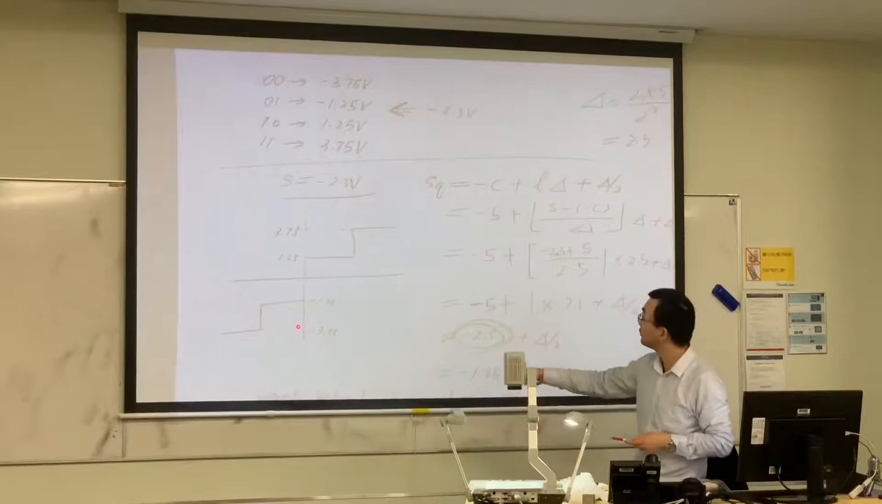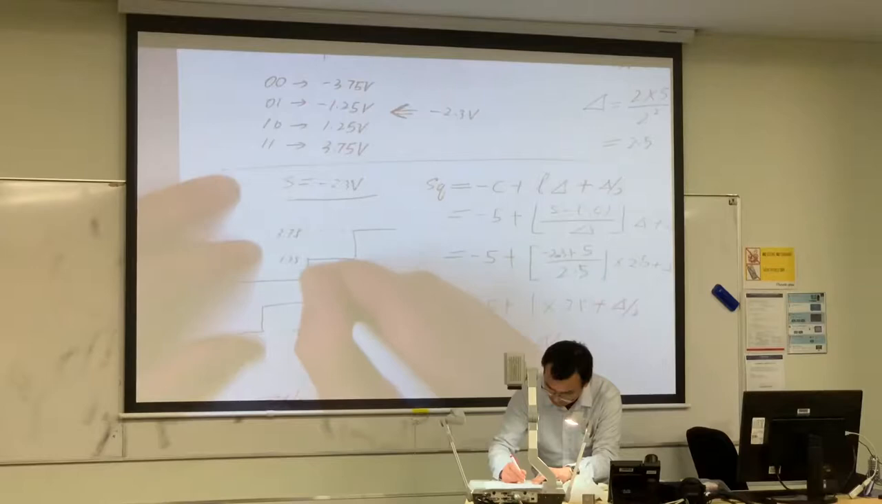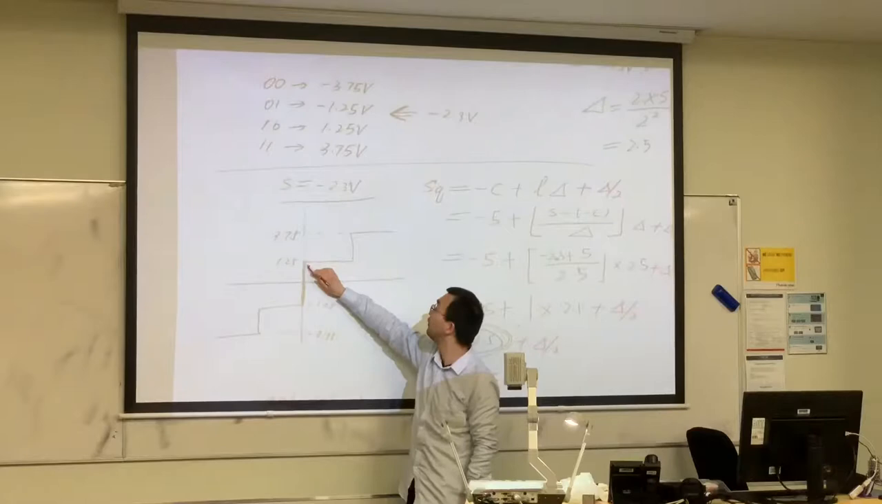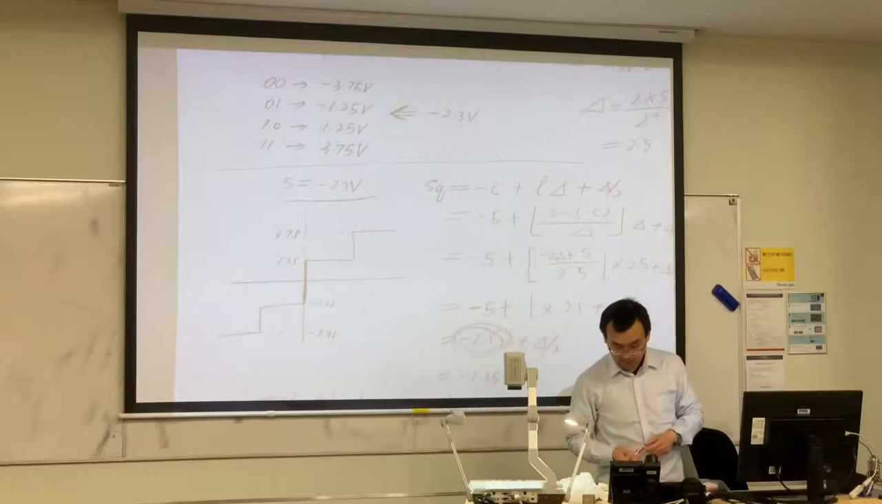Which means this one is called a mid-rise. Mid-rise because you see that if the input is 0 volts, you either connect to -1.25 or +1.25. So that's why it's called mid-rise. Mid-rise quantizer. That one is given in question 4 of tutorial 5.